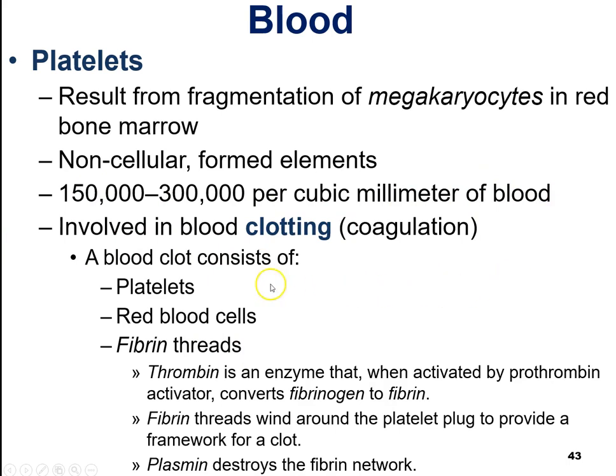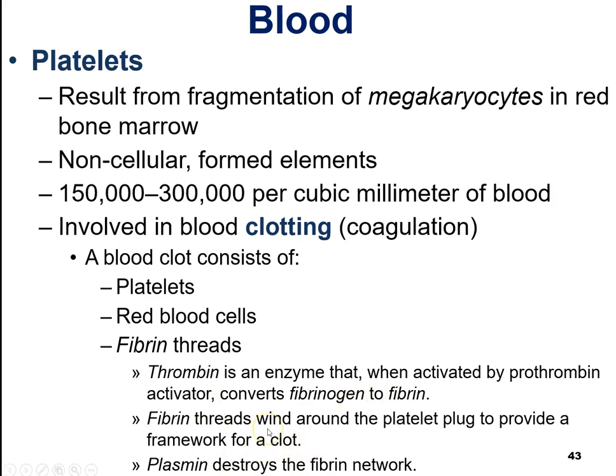So a blood clot will consist of platelets, also red blood cells, and also fibrin threads, okay? There's a particular enzyme called thrombin that will activate, that will essentially convert fibrinogen, which is another protein, into fibrin. And then those fibrin threads will wind around the platelet plug to provide a framework for the clot.